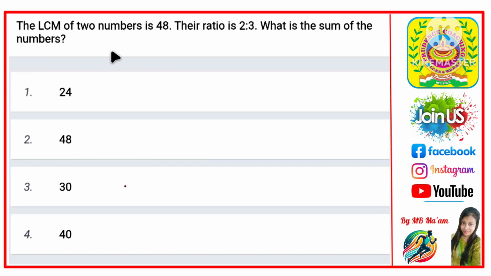Here it is given the LCM of two numbers is 48 and the ratio is 2:3. What is the sum of the numbers? If we add this ratio, we are getting 3 plus 2, that is 5. That means whatever our answer will be, it will be divisible by 5. So you can cancel out option 1 and option 2 like this.